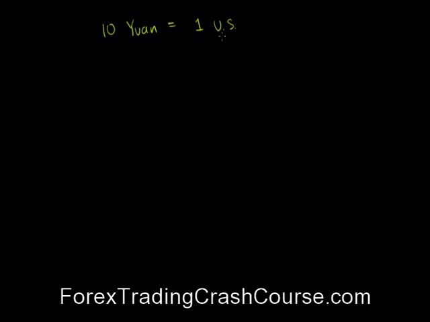10 yuan is equal to 1 US dollar. And every time I say dollar in this video, I'm referring to the US dollar. I think this makes sense to a lot of people. If I have $1, I want to convert it to yuan, I get 10 of them. If I have 10 yuan, I want to convert it to dollars, someone's going to give me $1 for it.